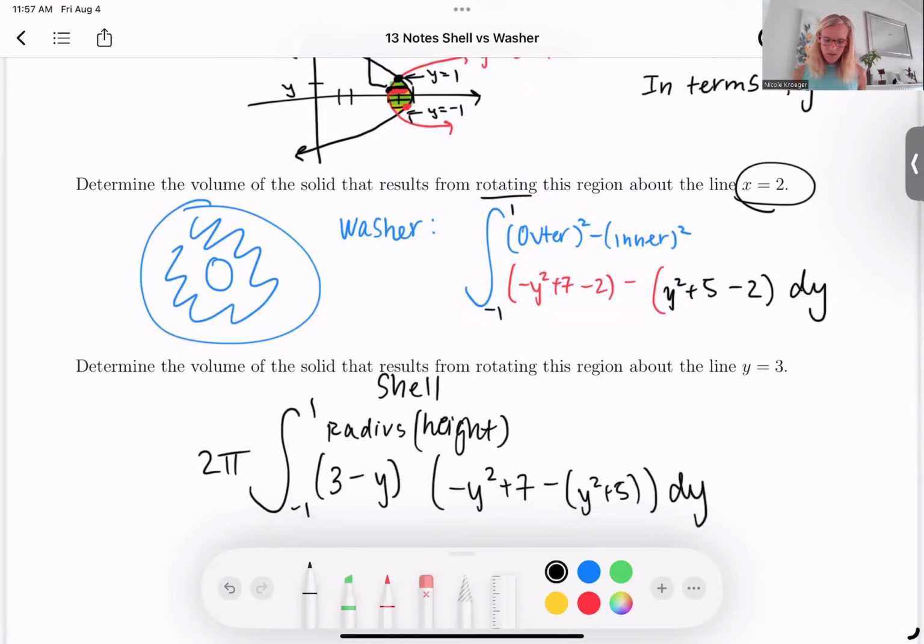Notice I didn't compute either of these integrals. I just set them up. You could go ahead and type these in a calculator. They'll be vaguely messy to compute by hand, although also totally doable.